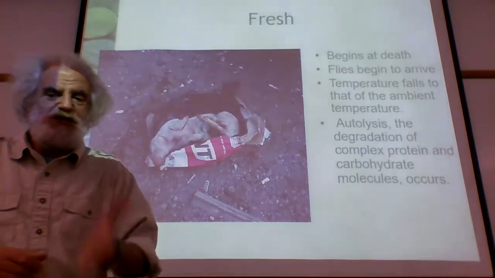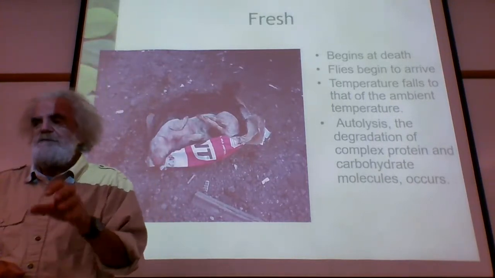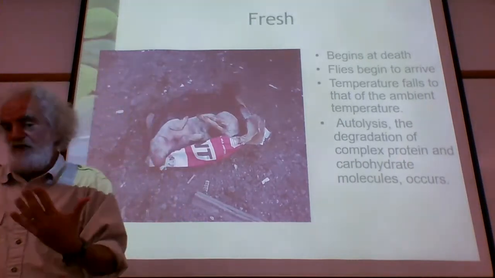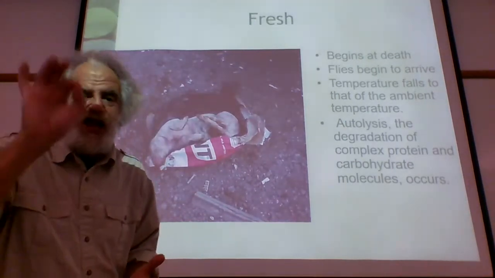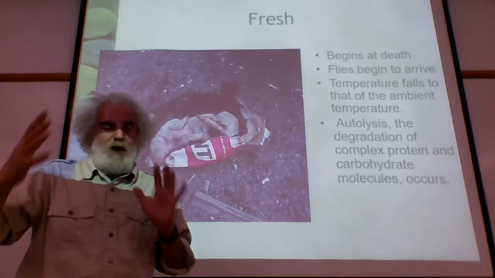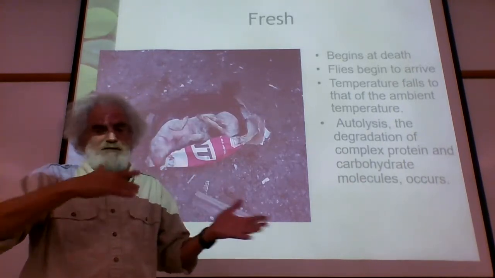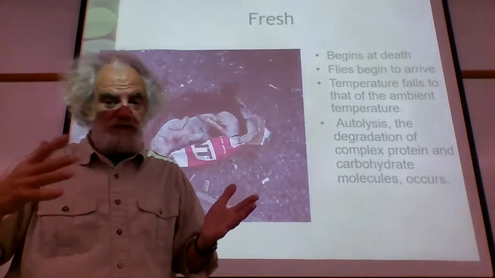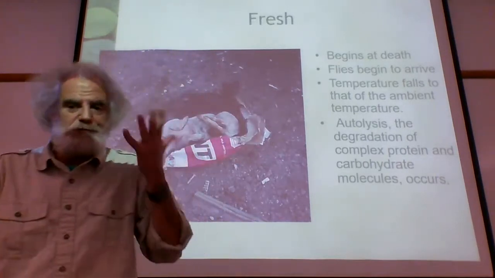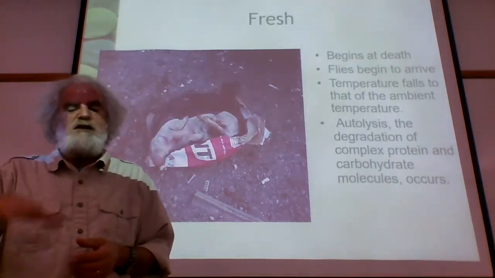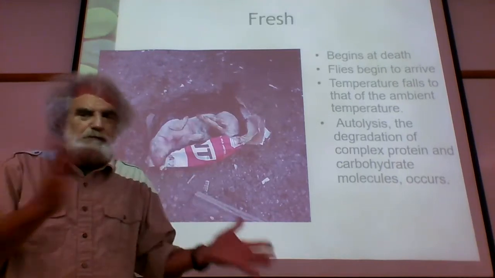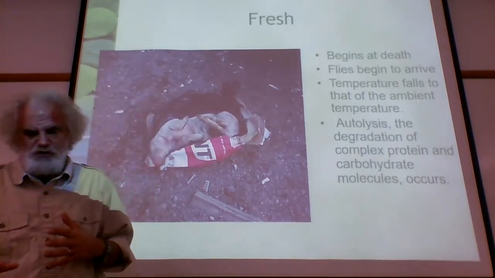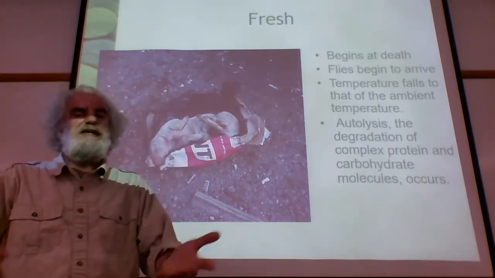Fresh body, that starts at death. Flies begin to arrive, and the temperature of the body is going to begin decreasing. Another standard thing that a coroner will do is take the internal temperature of the body as a way of determining the time of death. And so this also depends on the external environmental temperatures and breeze and things. But there are sort of equation cheat sheets you can use to actually determine more or less the time of death. The degradation of all the molecules, the complex molecules in the body, is beginning pretty quickly.